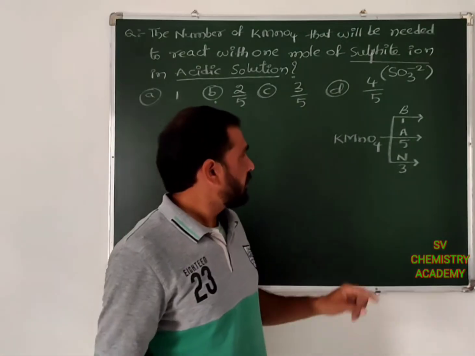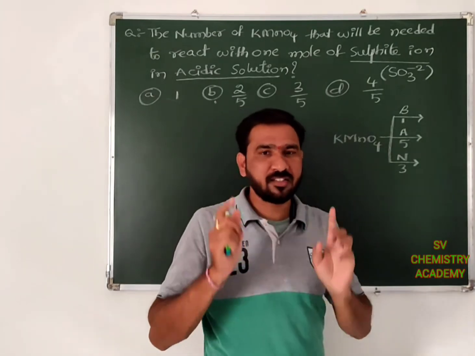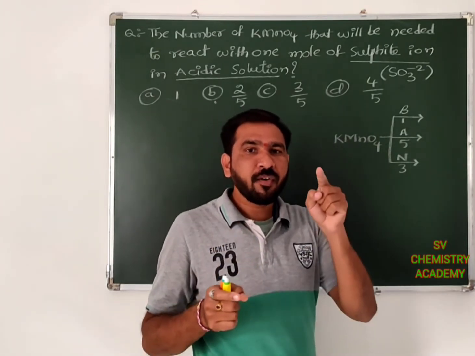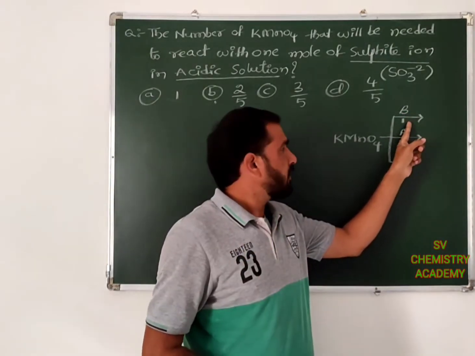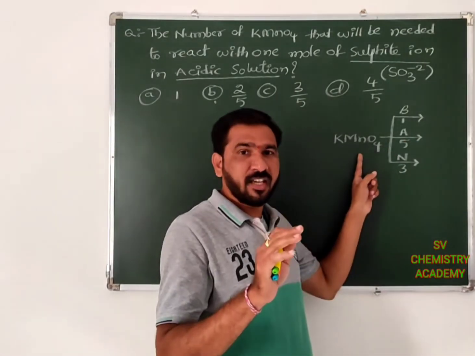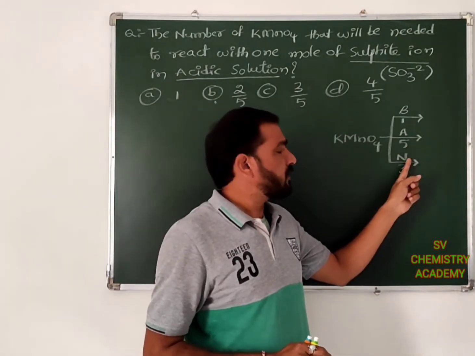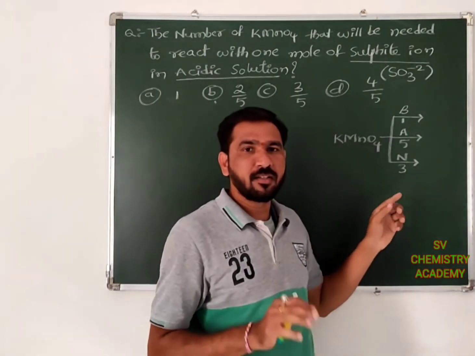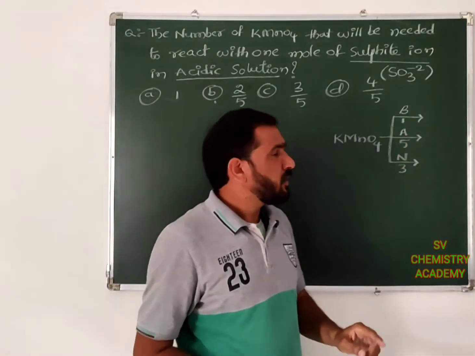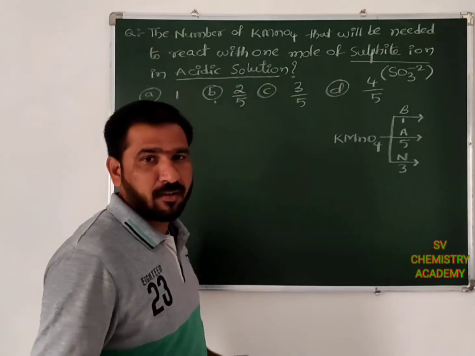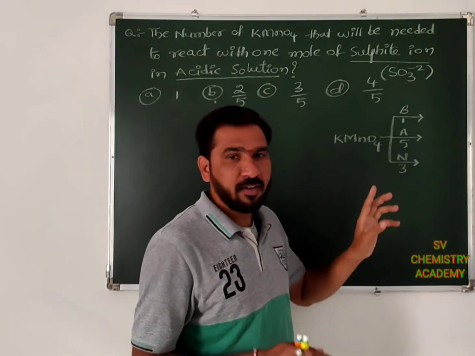Simply, KMnO4 is a good oxidizing agent. If KMnO4 acts as an oxidizing agent in the presence of basic medium, the N factor is 1. In acidic medium, the N factor will be 5. In neutral medium, the N factor will be 3. That is the meaning of BAN 153. The information given in the question is acidic solution. It means the reaction is going on in acidic medium, so the N factor will be 5.